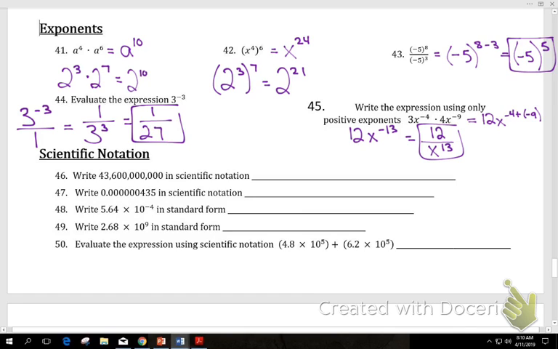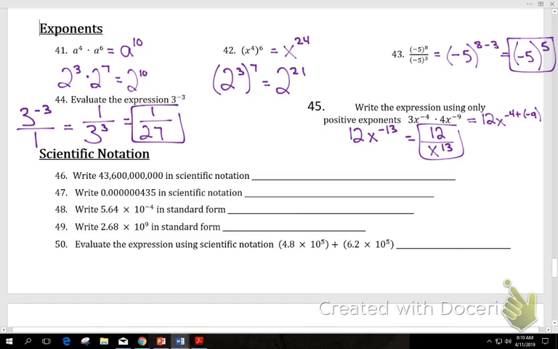And then they added their exponents. All right, look at number 46. Go ahead and write your decimal value. Remember, your decimal must be greater than 1 and less than 10 and be multiplied by a base of 10 raised to a power. Go ahead and do 46, 47, 48, and 49.